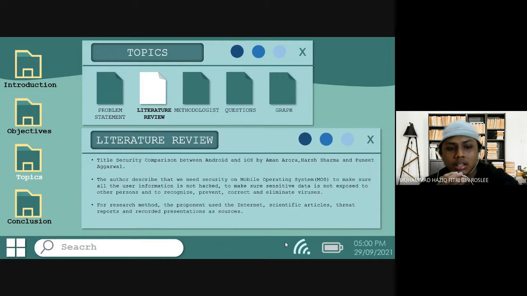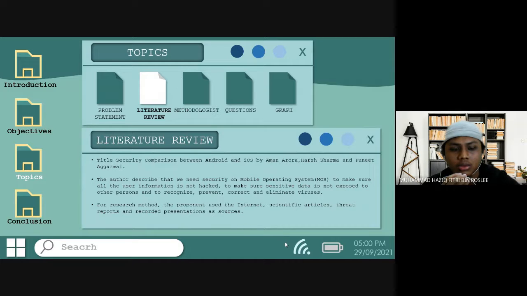For the research method, the proponent used the internet, scientific articles, tweets, reports, and recorded presentations as a source to get some base knowledge about risks and threats for applications. The proponent looked into security motivation, architecture, malicious history, malicious approach, risks, and vulnerabilities. The proponent used a questionnaire checklist as a survey instrument to determine the level of security awareness and practice of Android and iOS users.